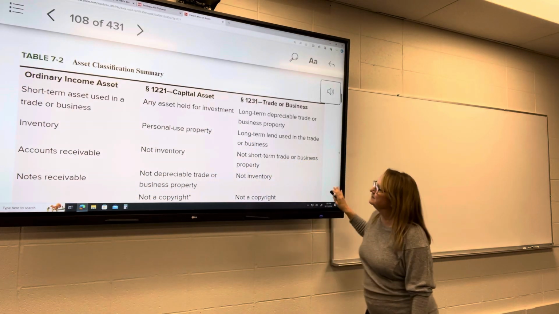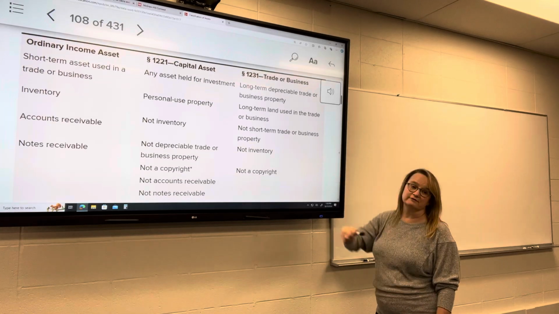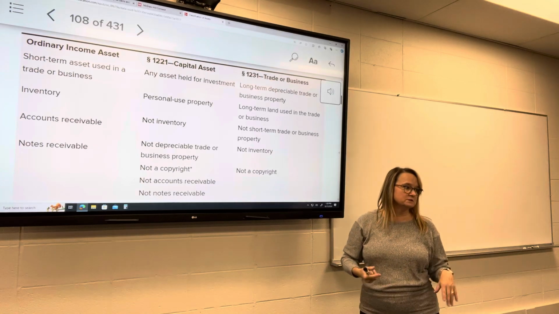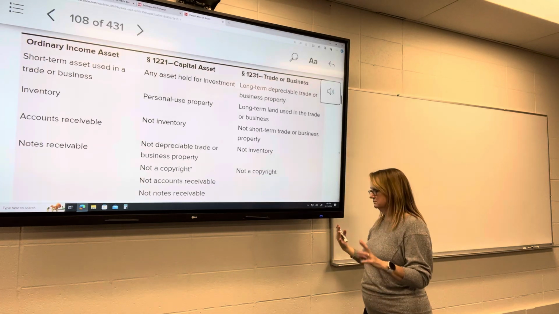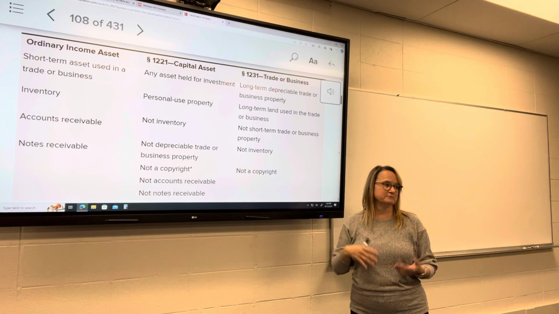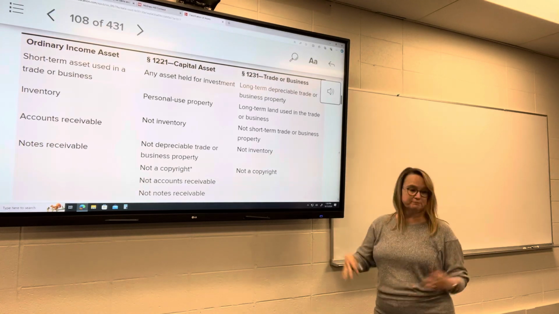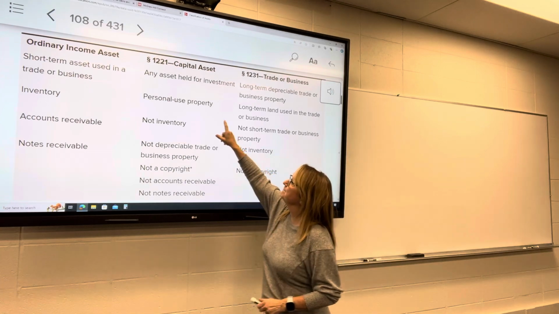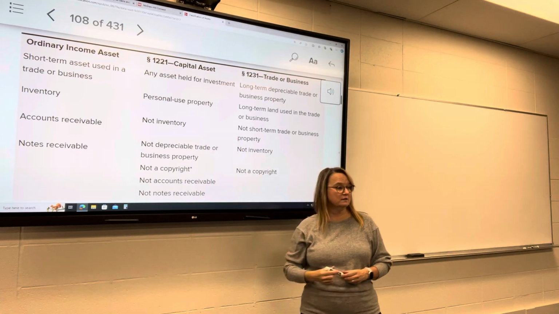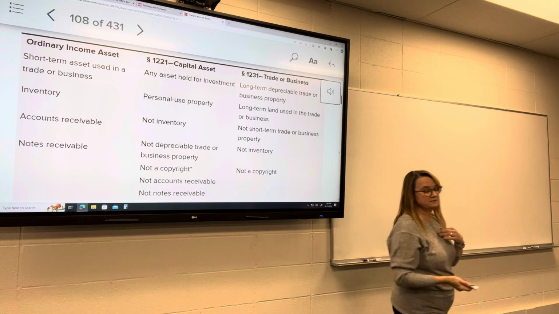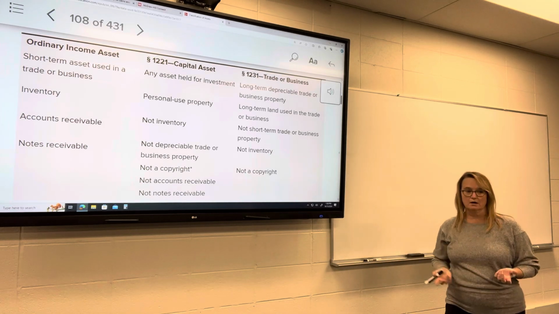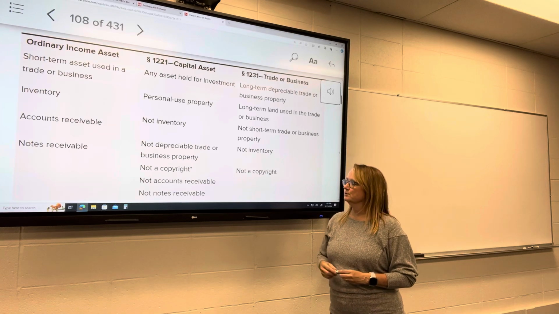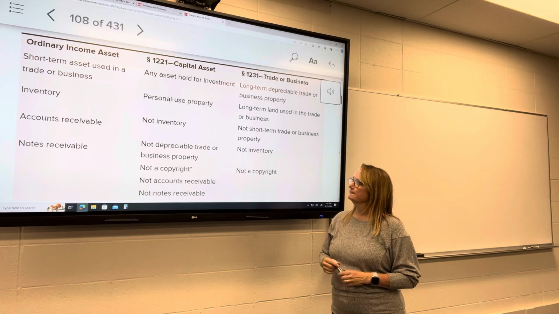Next category, capital assets. Any asset held for investment: stocks, bonds, securities, land, investments come in all different shapes and sizes. Cryptocurrency, all that kind of stuff. Also, any personal use property. So anything that is yours personally is considered a capital asset. Your personal car, your personal home, your personal anything.